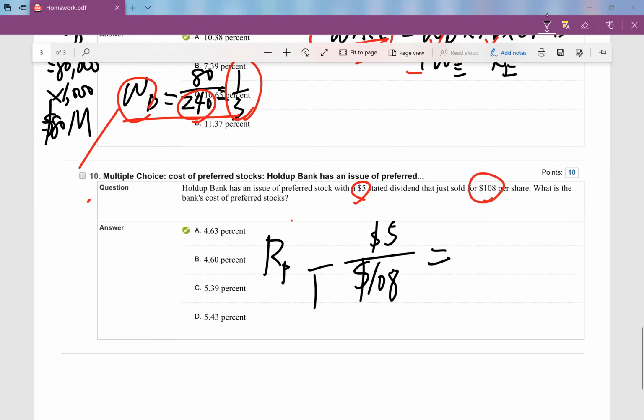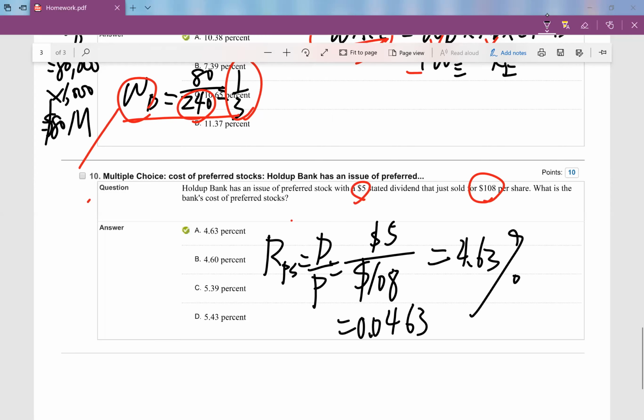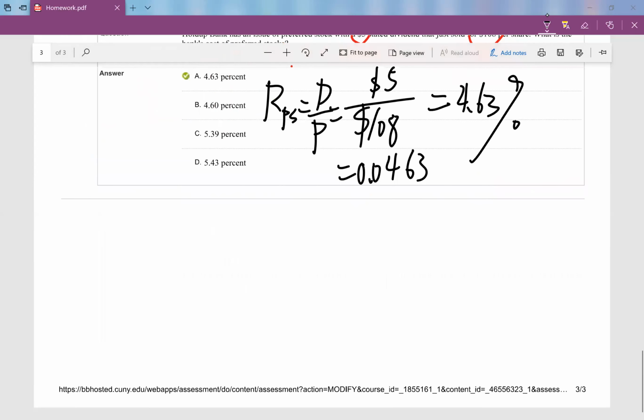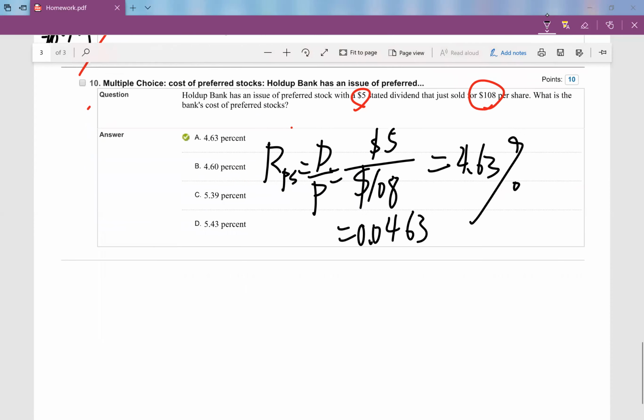So that's equal to 4.63%, because this is equal to 0.0463. That's the formula for the preferred stock. Do you have any questions for this assignment? Please let me know.